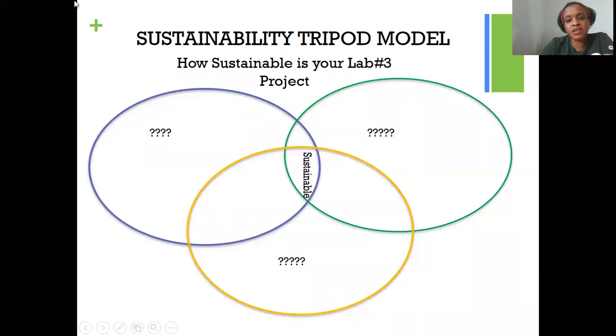I hope that your Lab 3 projects are sustainable. Please take note that your Lab 3 projects might not be completely sustainable. All that I ask is that you consider sustainability. I need to see you thinking about if your Lab 3 project is sustainable and looking for ways to make your Lab 3 project sustainable.